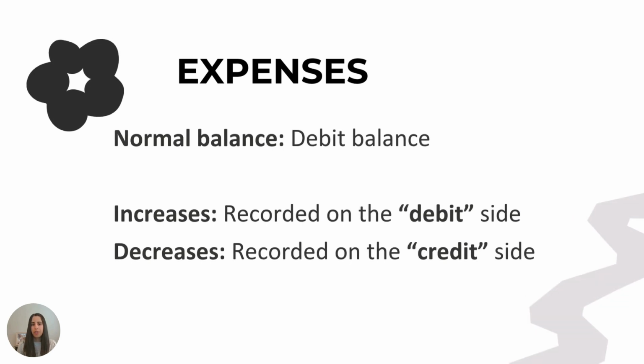Expenses generally decrease owner's equity. So expenses will have a normal balance in a debit balance. So when we have expenses, increases are going to be recorded on the debit side. When we have any decreases, so let's say we get a refund on an expense, that will be recorded on the credit side.